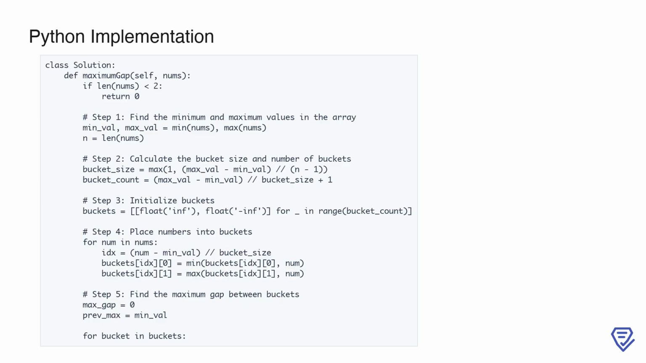After that, we initialize our buckets as a list of pairs, where each pair holds the minimum and maximum value for a particular bucket. Initially, each bucket's minimum is set to positive infinity, and the maximum is set to negative infinity. Then, we iterate through each number in the input array, determine which bucket it belongs to using the formula (number - min_val) / bucket_size, and update the corresponding bucket's minimum and maximum values accordingly.